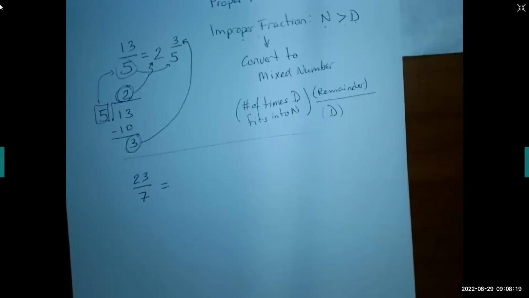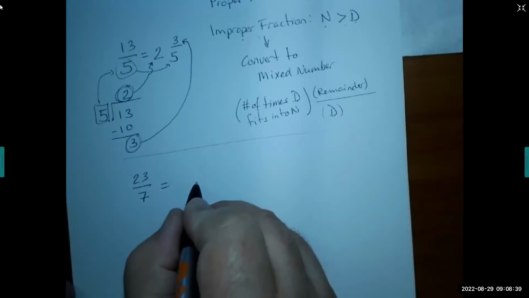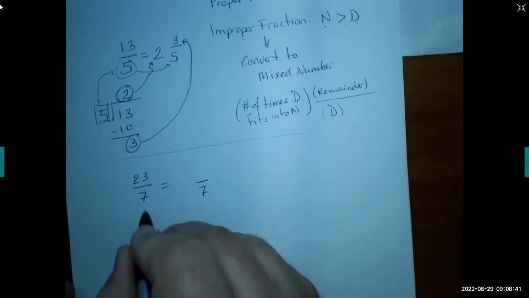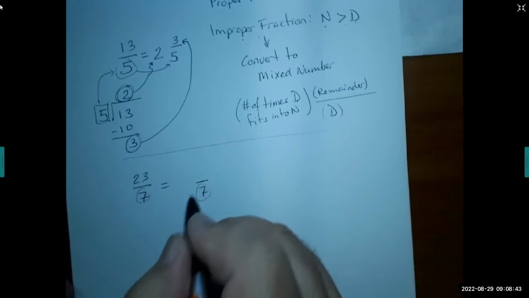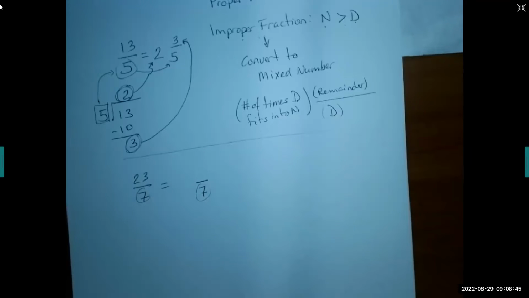Proper or improper? Improper, because top number is bigger. Since it's improper, we got to put it into a mixed number form. The only thing we know for sure is the denominator is 7. That's the only thing we know for sure.